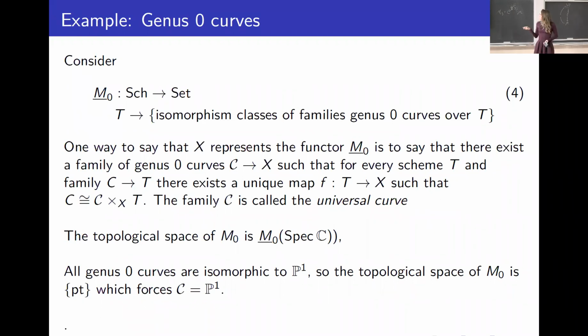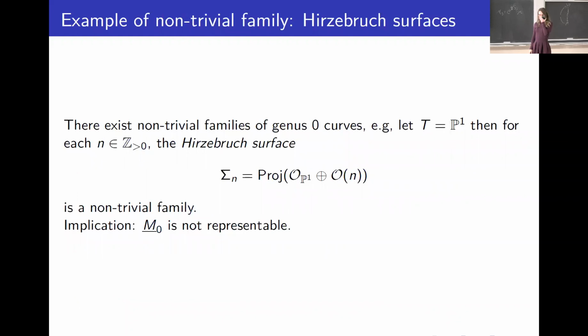Now, why does that imply that our moduli functor is not representable? Well, there are tons of non-trivial families. Here's a whole class of them. I'm taking my base to be the projective line. Remember that my moduli functor takes in the projective line and spits out all isomorphism classes of genus zero curves over the projective line. We just saw that the universal curve is always going to pull back to the trivial family. But here are a lot of non-trivial families: the Hirzebruch surfaces, for example. For each integer n, I can give you a non-trivial family over the projective line. Yes, you have a question? Oh, sorry. Okay. So the implication is that our moduli functor is not representable.